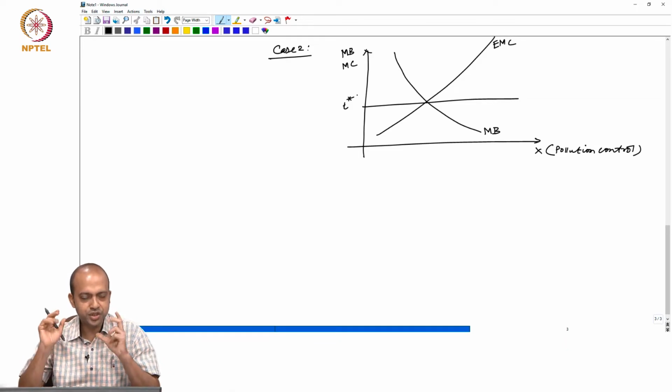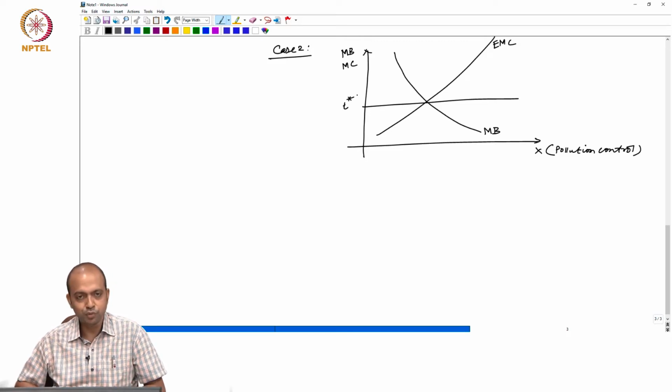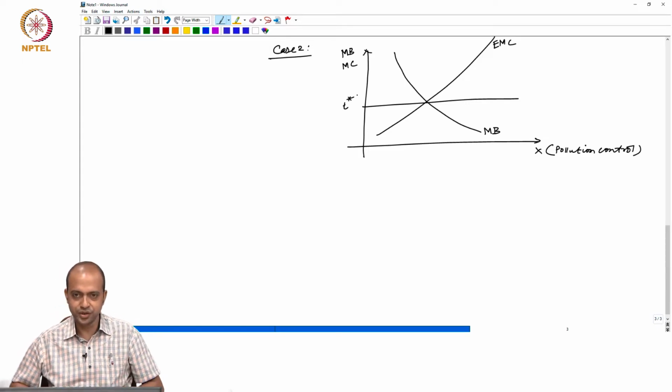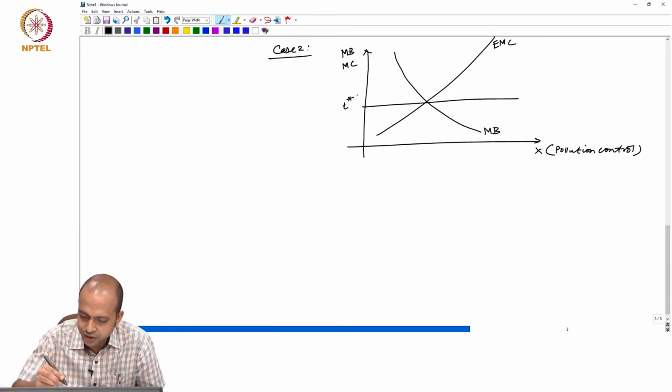So, the first step, when we are analyzing these alternative cases, is to keep in mind that first you decide about MB and then the expected MC, and the intersection between EMC and MB will decide the optimum tax rate. That is the first step. Then we will assume the actual marginal cost, which is higher than the expected one. Let us say this is MC H.